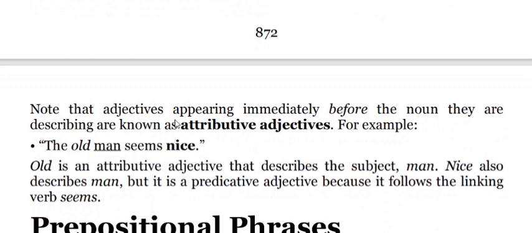Note that adjectives appearing immediately before the noun they are describing are known as attributive adjectives. For example, the old man seems nice. Old is an attributive adjective that describes the subject man. Nice also describes man, but it is a predicative adjective because it follows the linking verb seems.